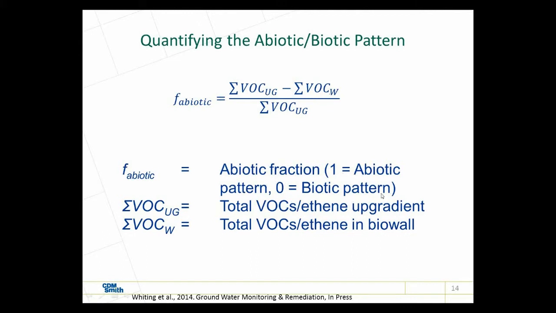If it's 0, it's a biotic pattern. Now, this isn't going to consider all of the different possibilities, as you may be able to get biological degradation of ethene, but it's a good start and a very easy and practical tool to characterize these. And if you have a term of 0, then you definitely know you have a biotic pattern. If you have 1, it may be biotic and abiotic, maybe even complete sorption, but at least you know you're completely removing all your VOCs.